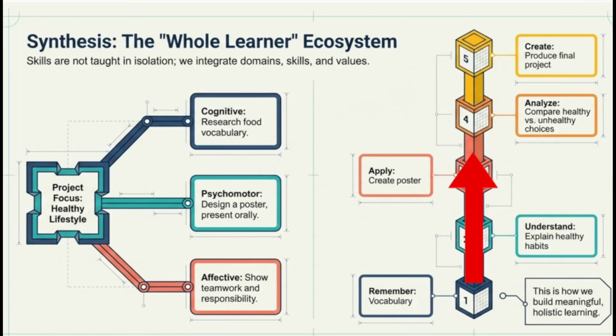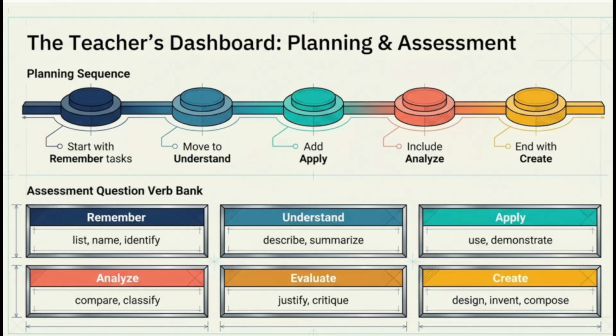Higher up is analyze. They compare healthy and unhealthy choices. At the top is create. They produce the final project that brings all skills together. This approach shows how meaningful learning happens by connecting thinking skills, practical skills, and values into one holistic project.